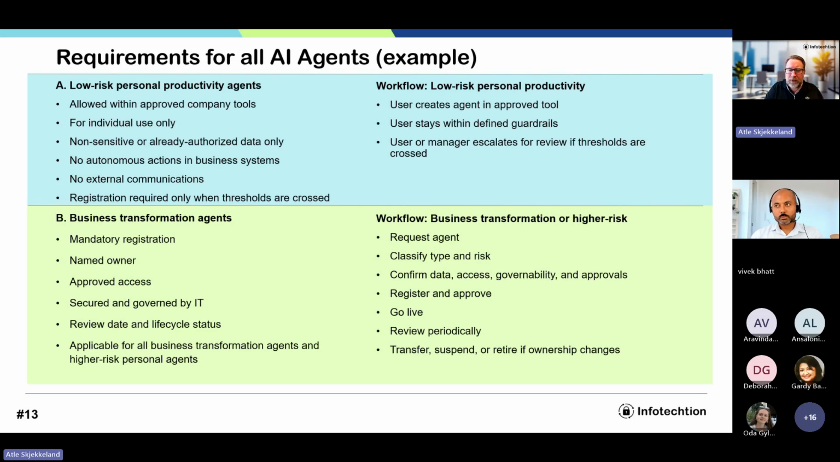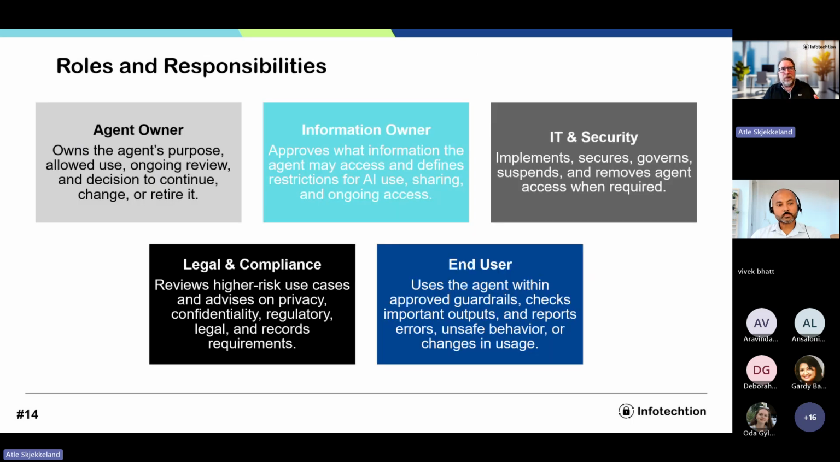And I just want to end by also saying that you need therefore define the RASI matrix for this. So you have agent owner for office productivity. It could also be the user itself. For business transformation, it is more named. You have an information owner, especially in amber and red in the risk model, that then have to approve access and define restrictions for what's possible. IT and security implement, secure, govern, suspend, remove agent access when required, and legal and compliance review high-risk use cases and advise on privacy, confidentiality, regulatory requirements, and so on.